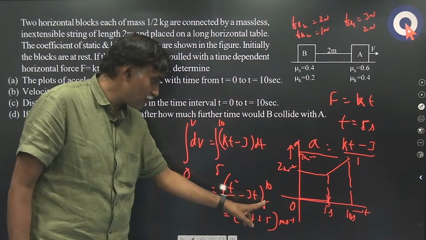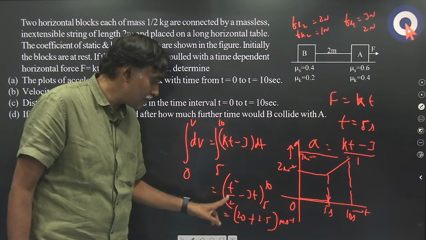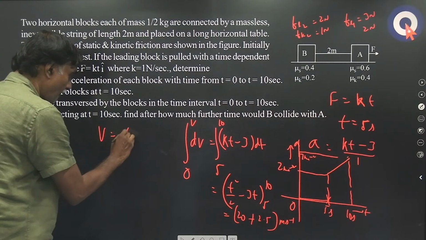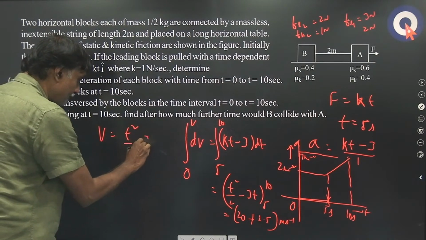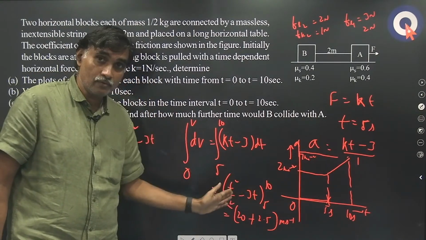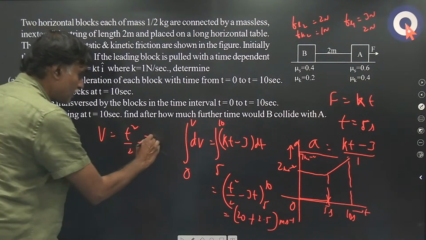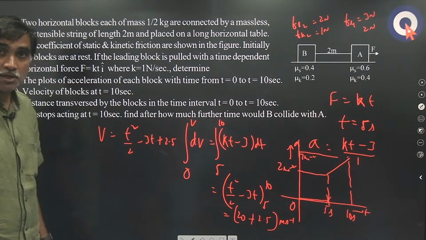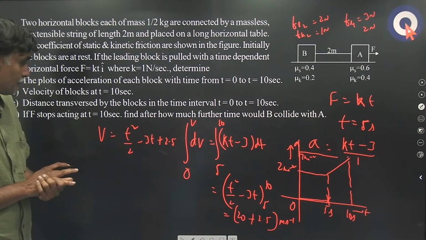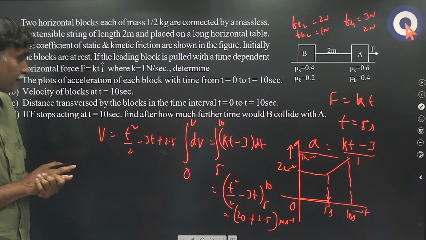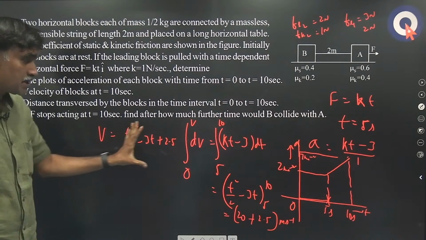Then what are the limits? If I put the upper limit t, I will get t square by 2 minus 3t. And if I substitute the lower limit, that is 5, we have got minus 2.5, so I will get plus 2.5. So, this is velocity as a function of time. At t equal to 5 seconds, velocity has to be 0.